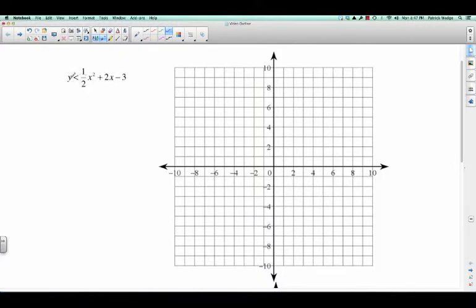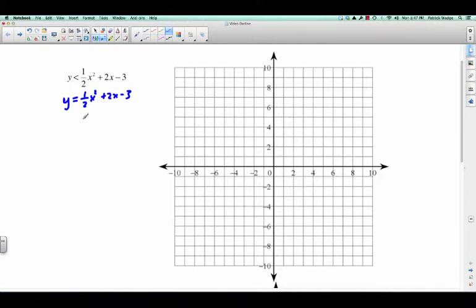So the first thing you're going to do for a question like this, you can probably figure this out yourself, you don't need me, but what the heck, here I go, is you're not going to actually think of this less than sign, you're going to just think of it as equals. Y equals 1/2 x squared plus 2x minus 3. And we want to graph this, and it's a parabola. We know because it's a quadratic, right? It's a second degree polynomial.